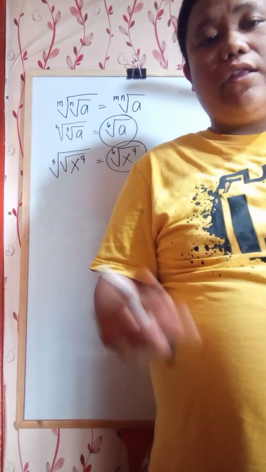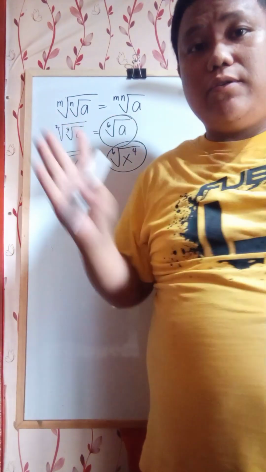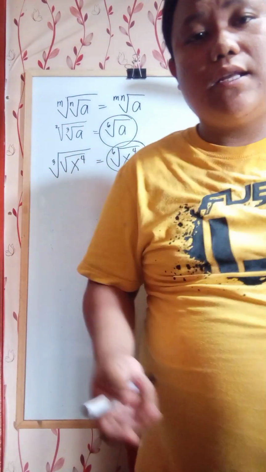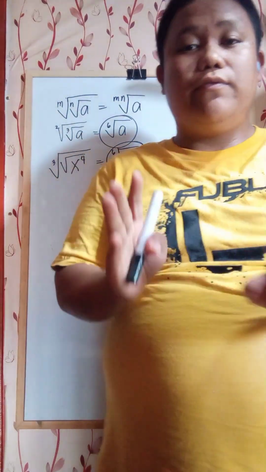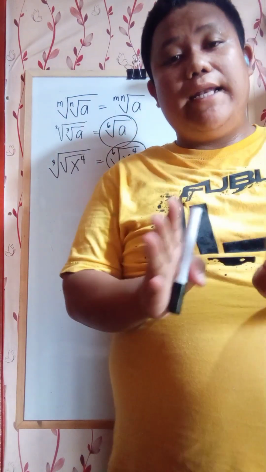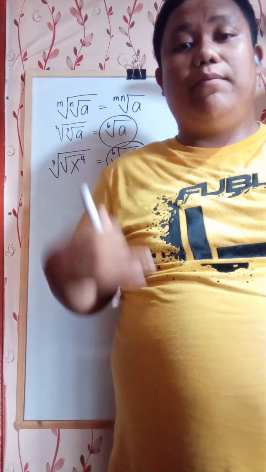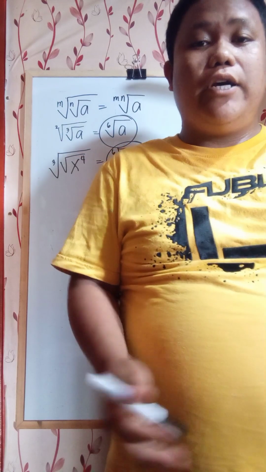For part 3 of this, I'm going to discuss simplifying radicals. It means we're going to combine the numbers or the variables that have exponents. I hope you understood.